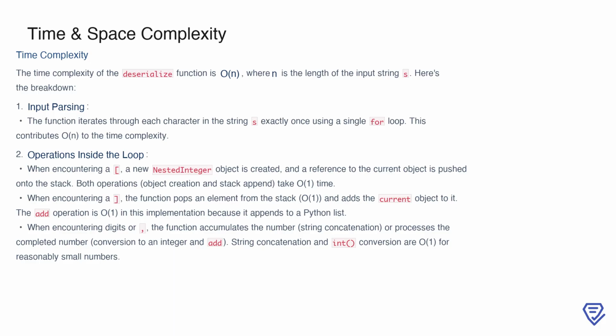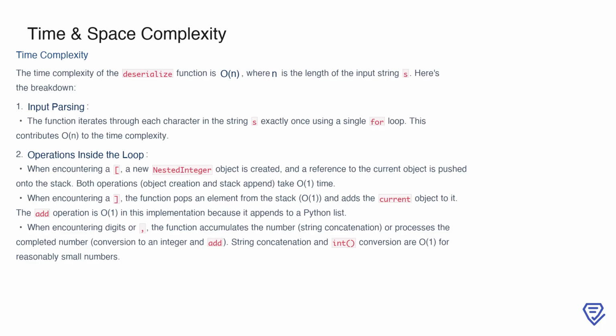For instance, when encountering an opening bracket, the function creates a new nested integer object and pushes the current object onto a stack. Both of these actions involve constant time operations, O(1). Similarly, when a closing bracket is encountered, the function pops an element from the stack and adds the current object to it, which also takes O(1), as the add operation appends to a Python list.